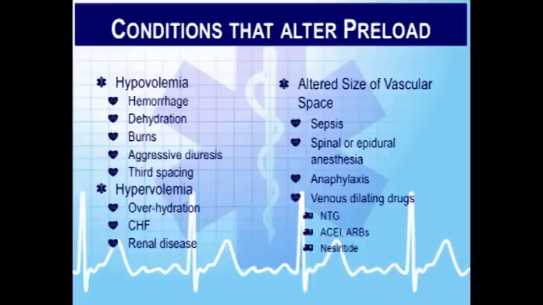Anaphylaxis is another one. There are also drugs that cause profound venodilation. Big one is nitroglycerin. That's why your patients, when you give them nitroglycerin, drop their blood pressure, because it's a venodilator. So you're careful when you give them nitroglycerin. The ACE inhibitors, the ARBs, all of those things are venodilating drugs.